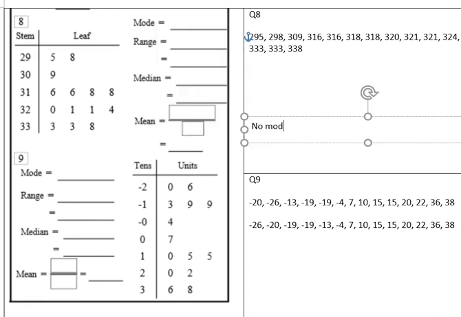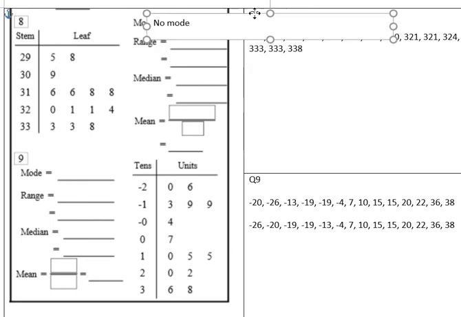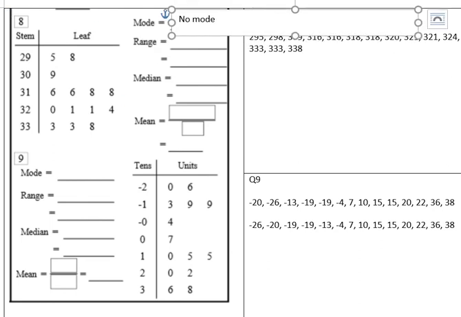So there's no mode. If there were one or two numbers that were the most common, then we'd be able to have a mode, but because we have 4 numbers that are the most common, there's just no mode.